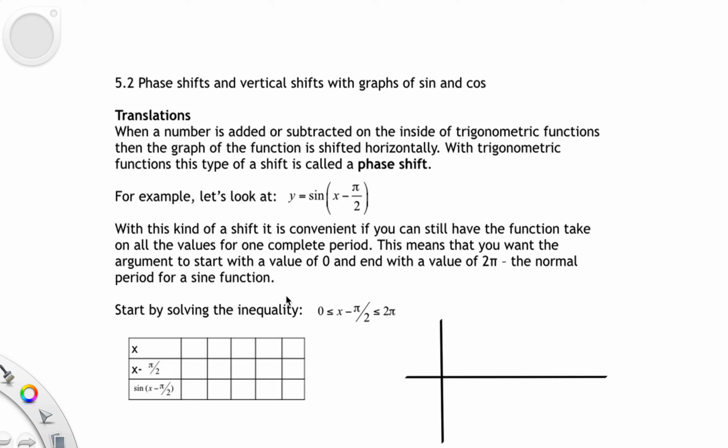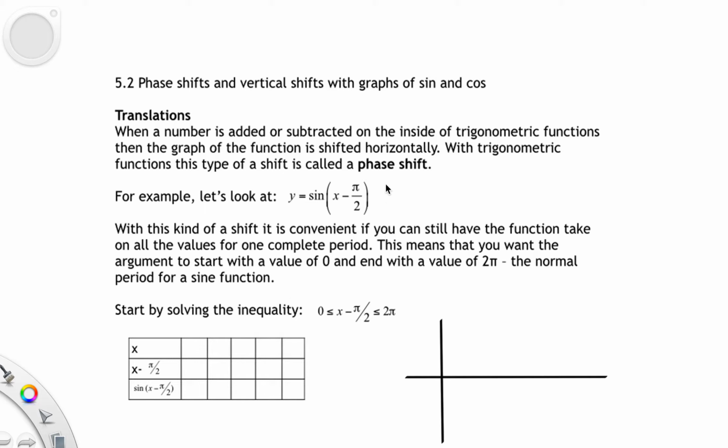5.2 phase shifts and vertical shifts with the graphs of sine and cosine. So we've moved the cosine up and down a little bit. We've changed the period. We've multiplied by putting a number on the outside, which then makes it go either higher or lower. We haven't gone left or right yet.